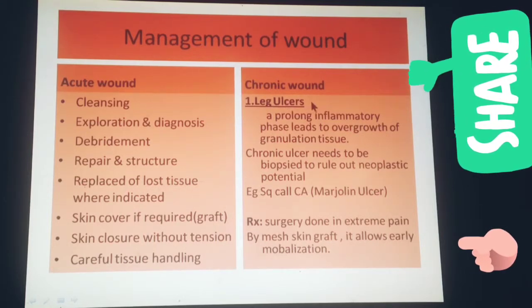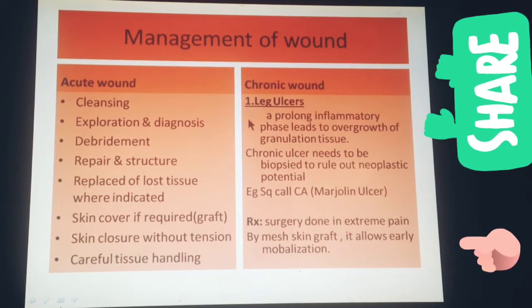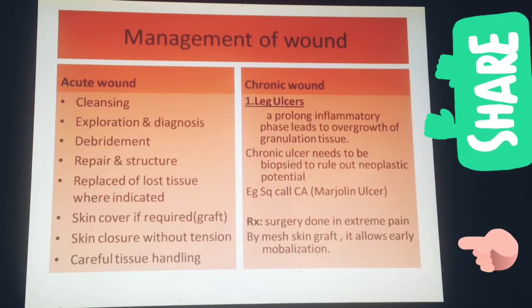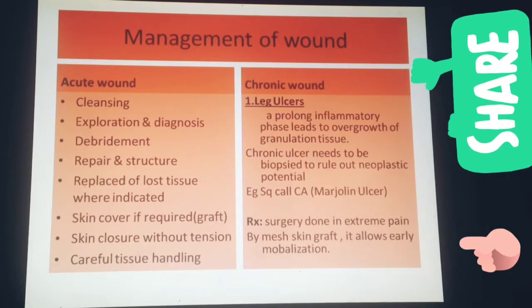In a chronic wound, the common example is the leg ulcer, which is formed by a prolonged inflammatory phase that leads to the overgrowth of the granulation tissue. The chronic ulcer needs to be biopsied in order to rule out any neoplastic potential. The common neoplasms that can be found in this wounded area are mostly squamous cell carcinoma or marjolin ulcer. The treatment of such a leg ulcer should be surgery if there is extreme pain, and covering that respective area by a mesh skin graft. By covering this area, it allows the patient to mobilize early.